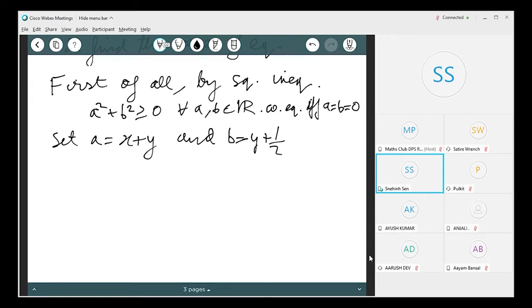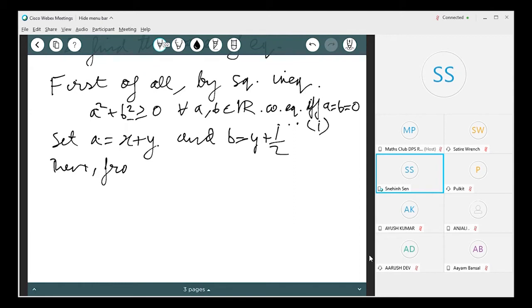What do we mean by set a equal to x plus y? We have a over here. a is a general variable. So we are just replacing a by x plus y and b by y plus half in this inequality. Then let's call this 1 maybe.